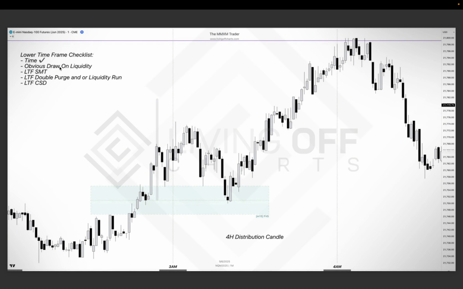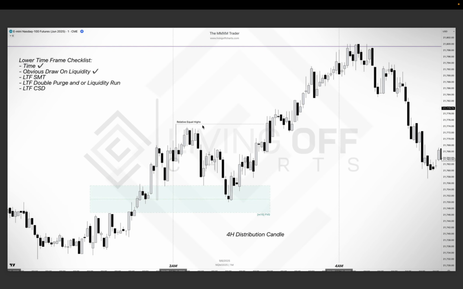Obvious draw on liquidity. Do we see any obvious relative equal highs, lows? We also have that new week opening gap. But look at these highs right here. Is this not obvious? This high, and this high. That is an obvious draw on liquidity. You're not second guessing whether this is relative equal highs. So the relative equal highs right there.